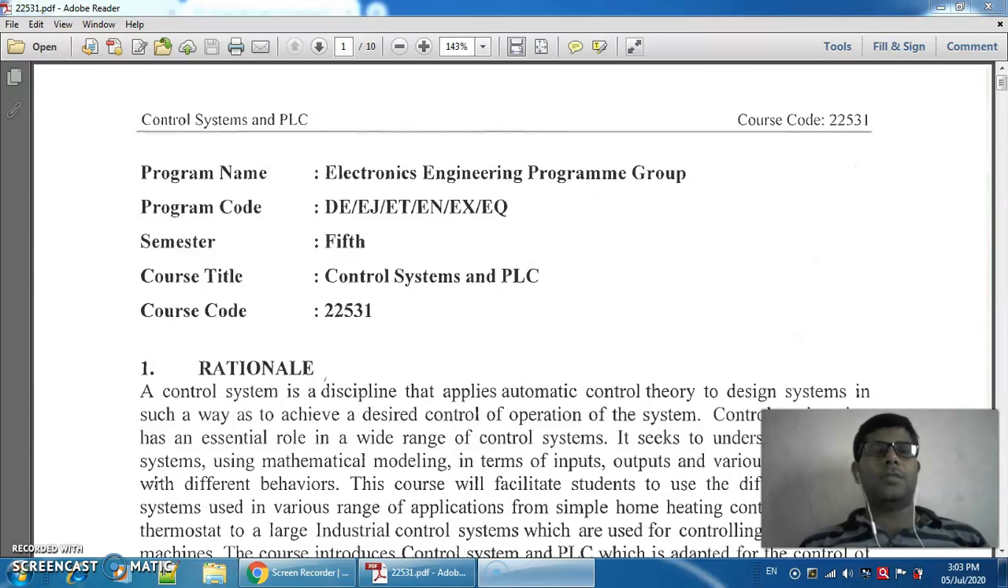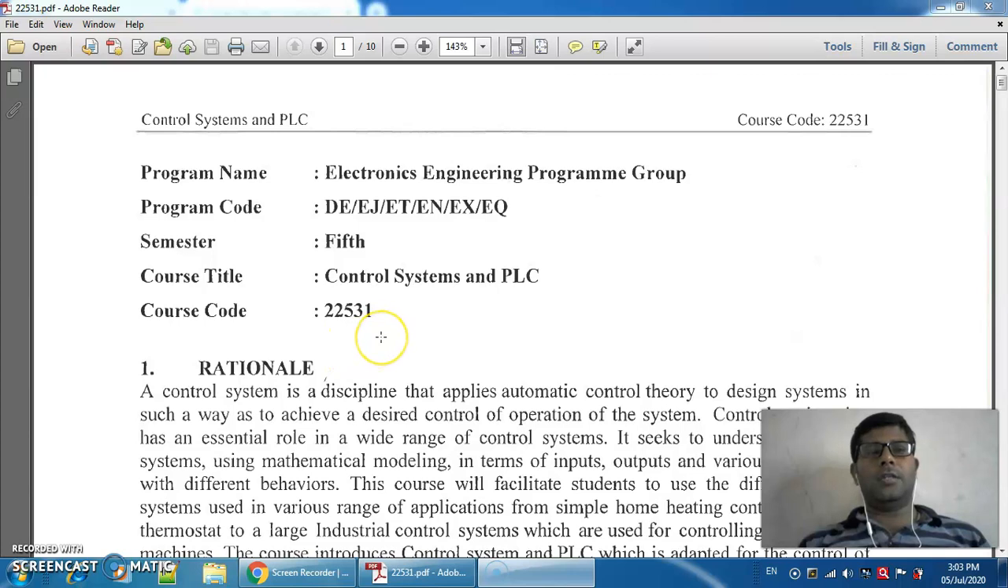Today we will see what the basic content and syllabus of Control System and PLC are. The MSBTE has approved this syllabus, and the code of this subject is 22531. The name of the subject is Control System and PLC.